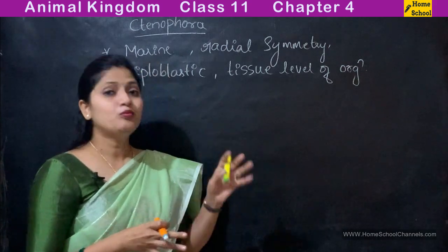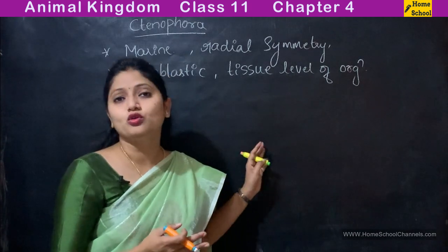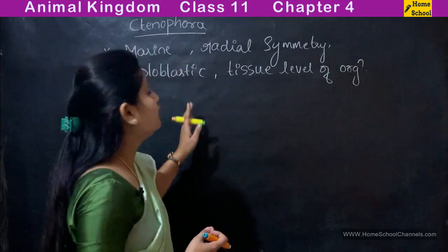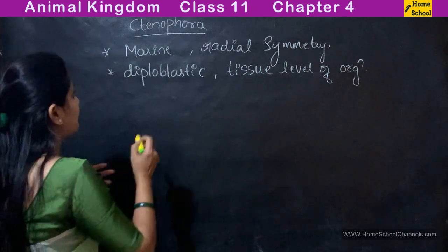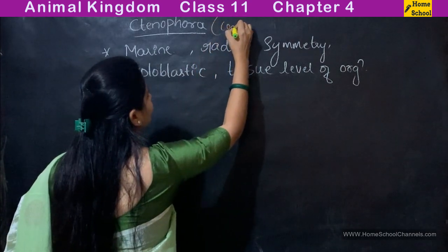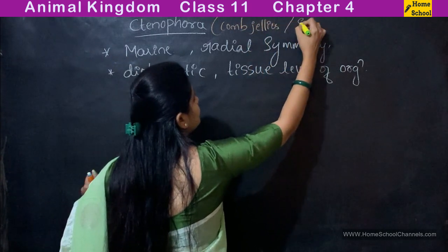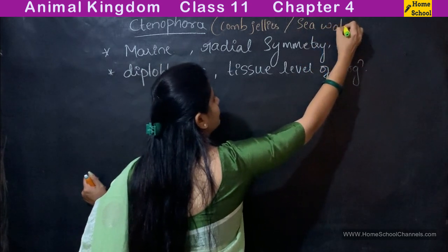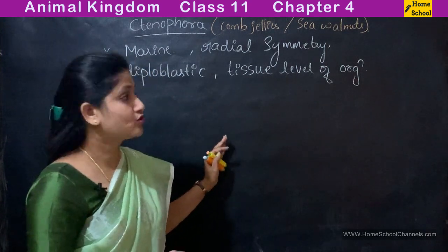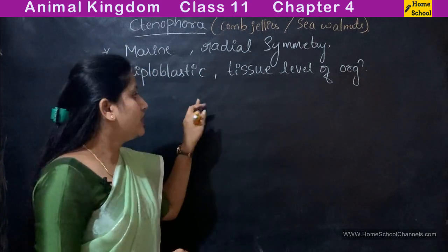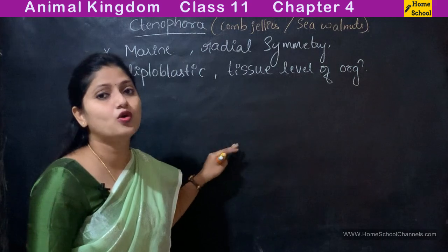Then moving on to the structural details or the body details of the members of Ctenophora. Before that, the Ctenophora members are also called comb jellies or sea walnuts. So why do we call them comb jellies or sea walnuts? Now we will see the structure of it, and then you will get to know why exactly they are called comb jellies.